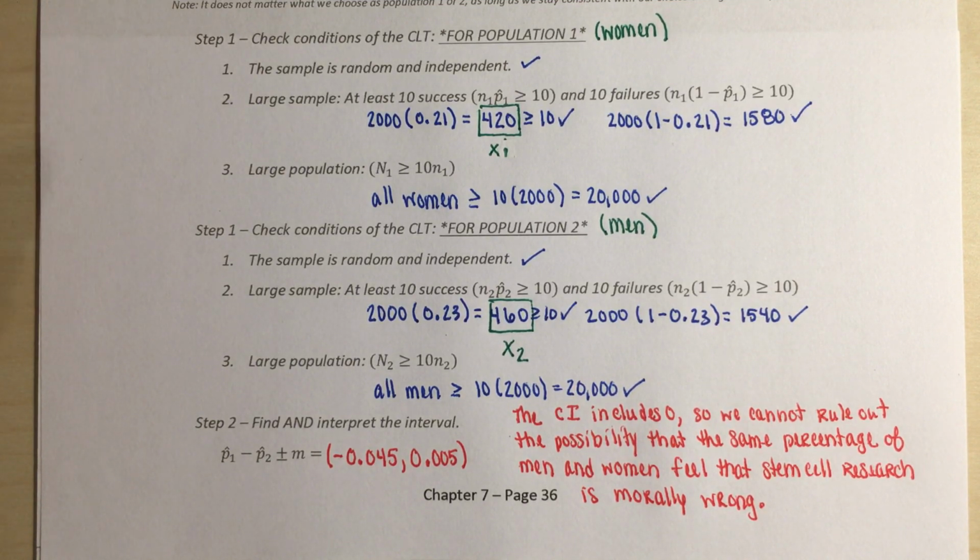So again, we didn't need to go into whether or not they were both positive or negative because that wasn't the case. It included 0, so we said we couldn't rule out the fact that they could be the same.